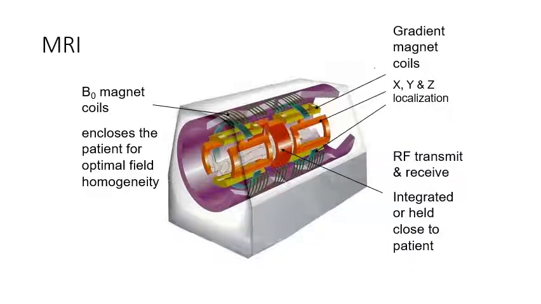An MRI is very different than a linear accelerator. It uses a large magnetic coil that surrounds the patient to create a magnetic field. It also has accessories, gradient coils and RF coils, that are used to create the subject images.